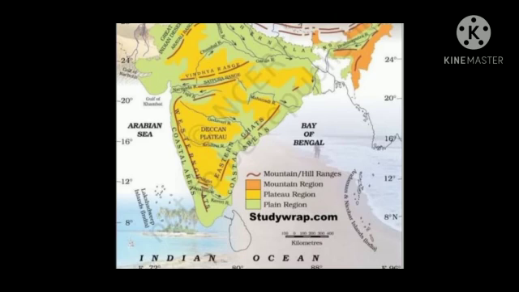The southern plateau is bordered on the east by a hill range called the Eastern Ghats and on the west by another range called the Western Ghats, as you can locate them in this map. In the north, the hills of the Satpura and the Vindhya ranges separate the plateau from the northern plains.